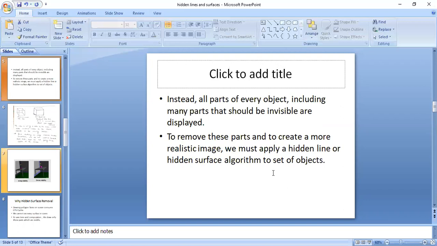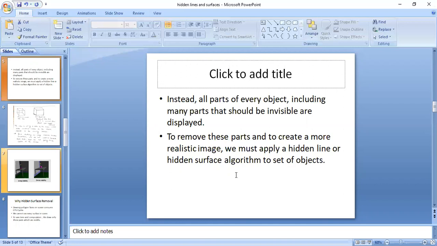Okay, so inside a scene, if there are a set of objects, we can apply hidden line or hidden surfaces. Why we are using the term line or surfaces, we will understand in a moment. Here we will see the approaches to implement the hidden surface removal concept.